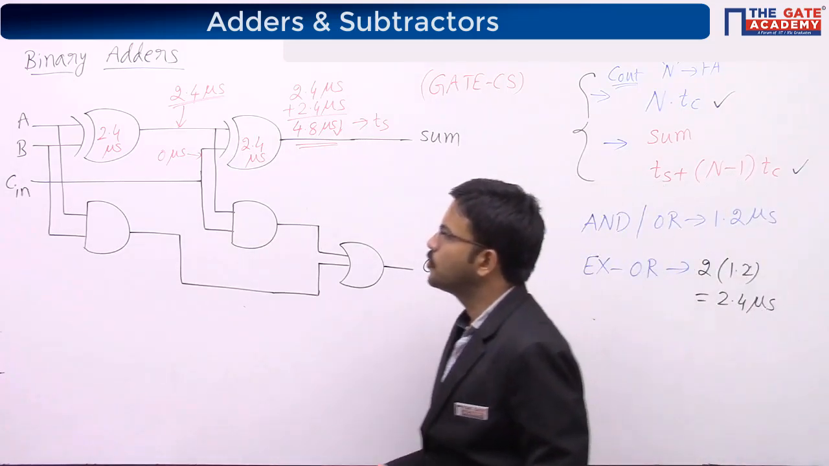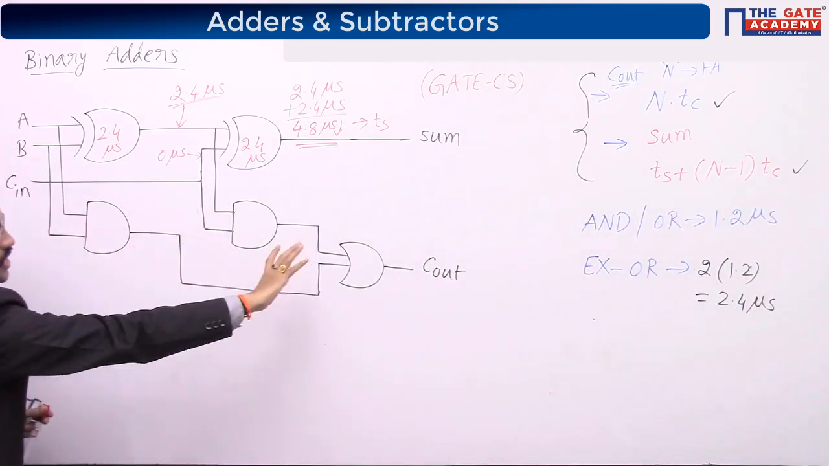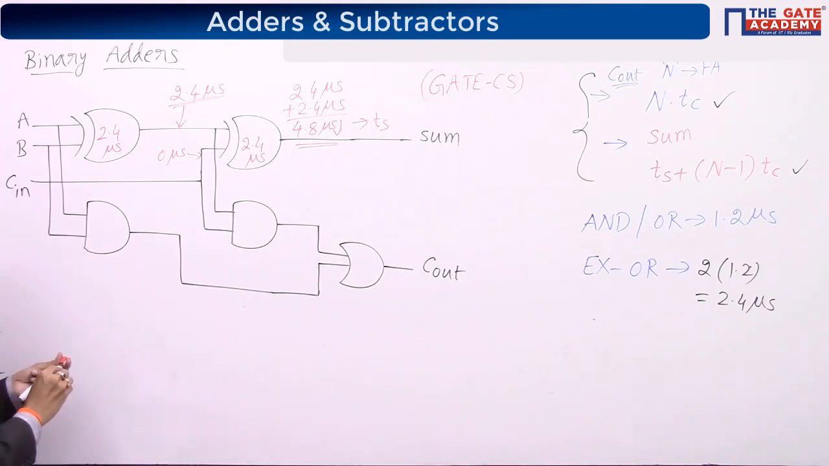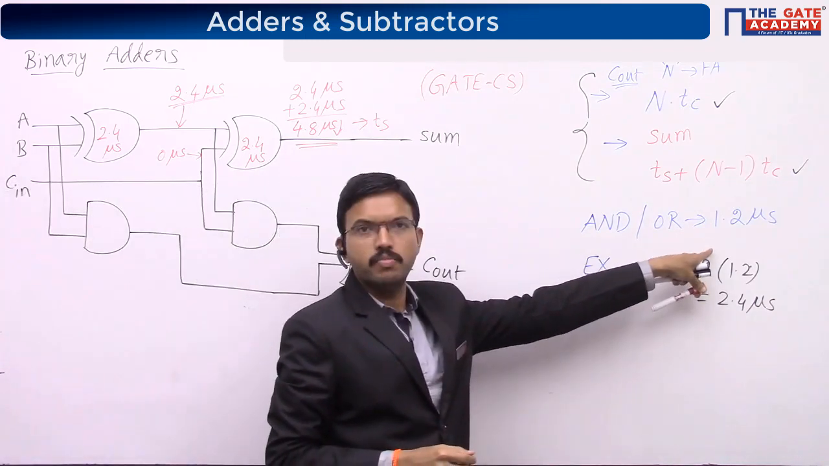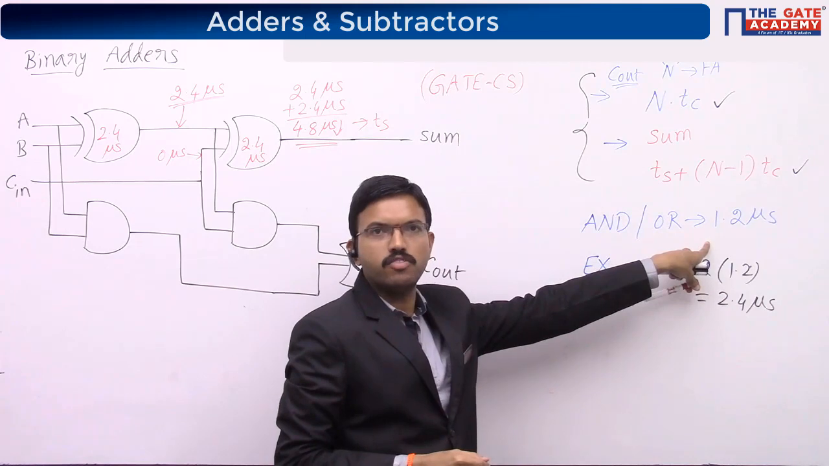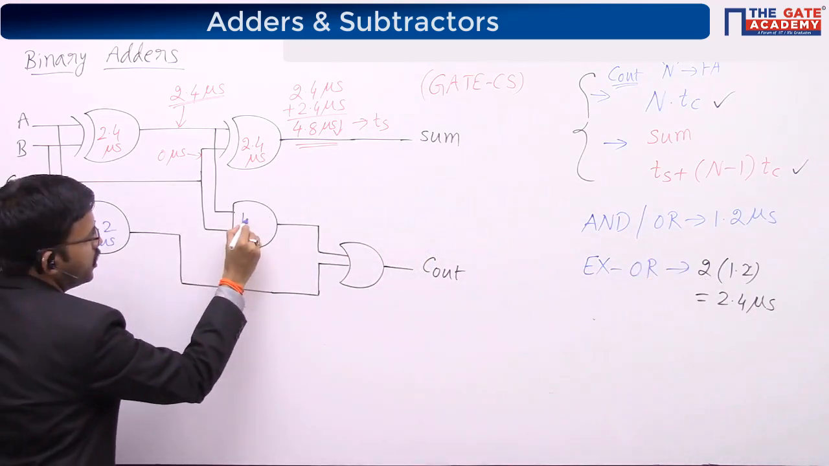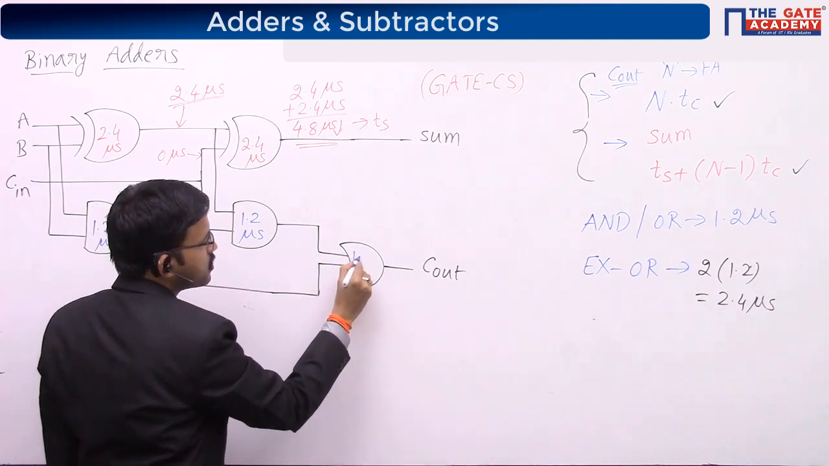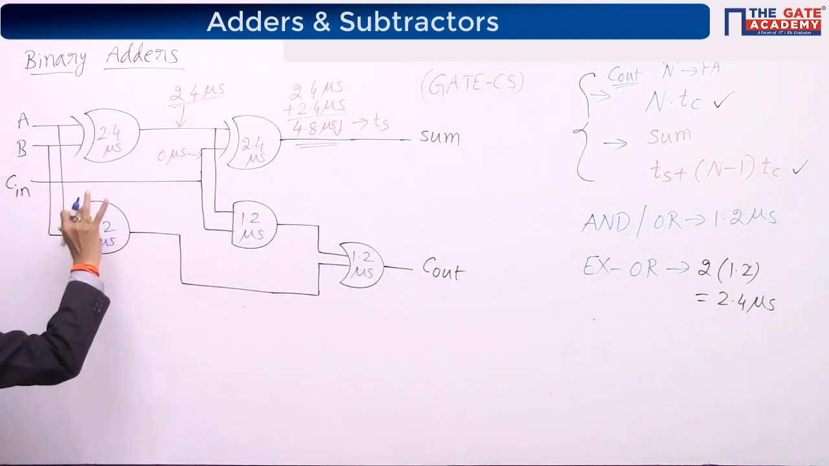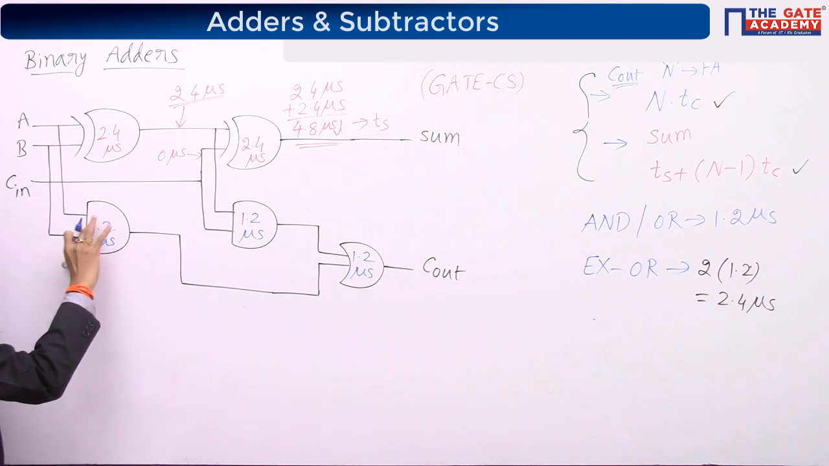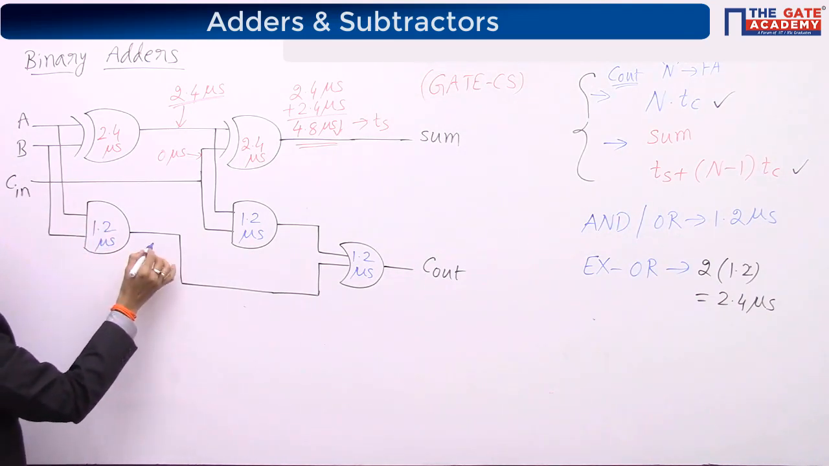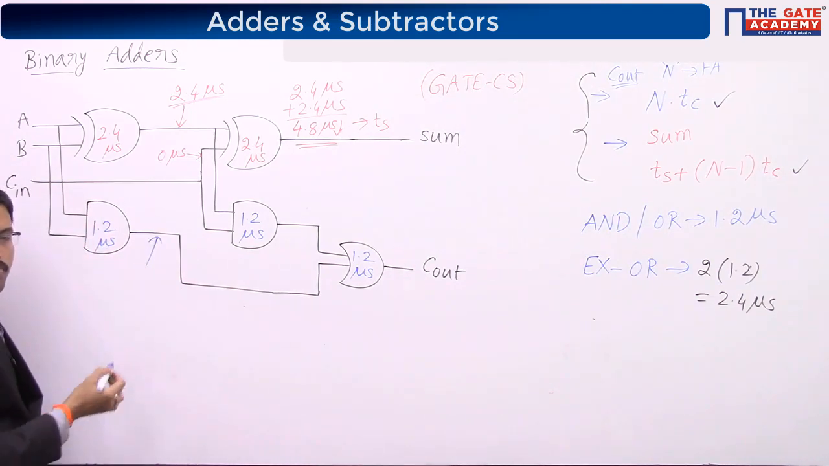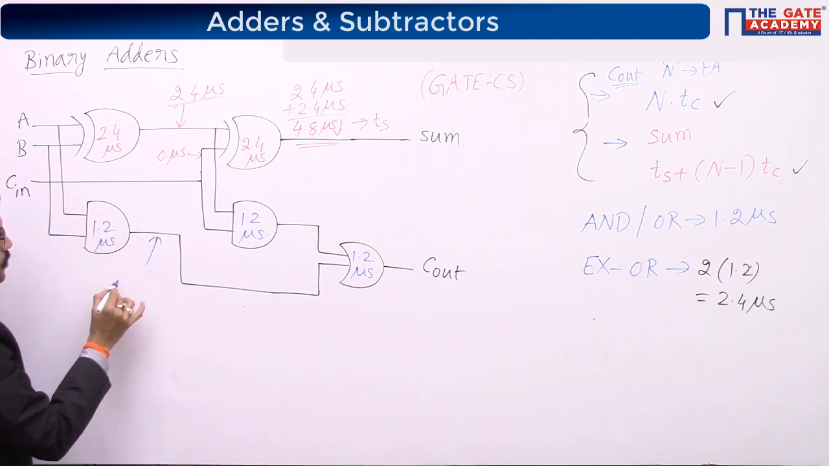Fine. Now let us look at the carry path. See, for AND gate it is taking 1.2 microseconds. Here also the AND gate requires 1.2 microseconds. OR gate also the same, 1.2 microseconds. Here the inputs are direct inputs A, B, so those are coming directly, right? But this output we are getting after this delay of 1.2 microseconds.